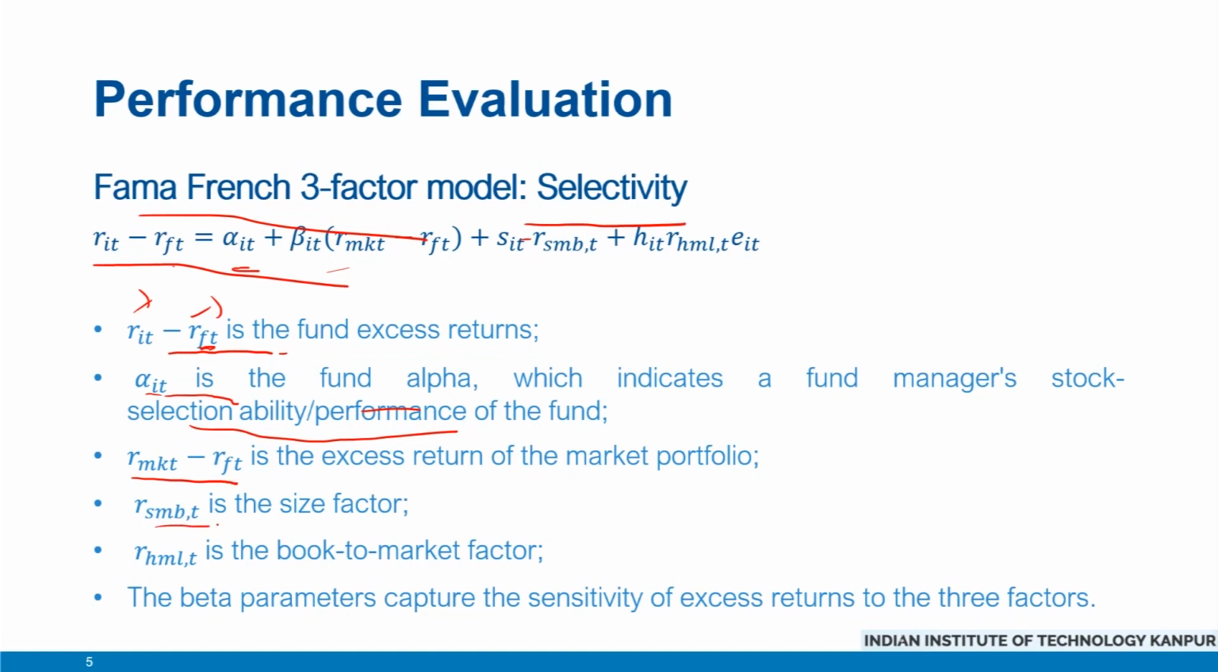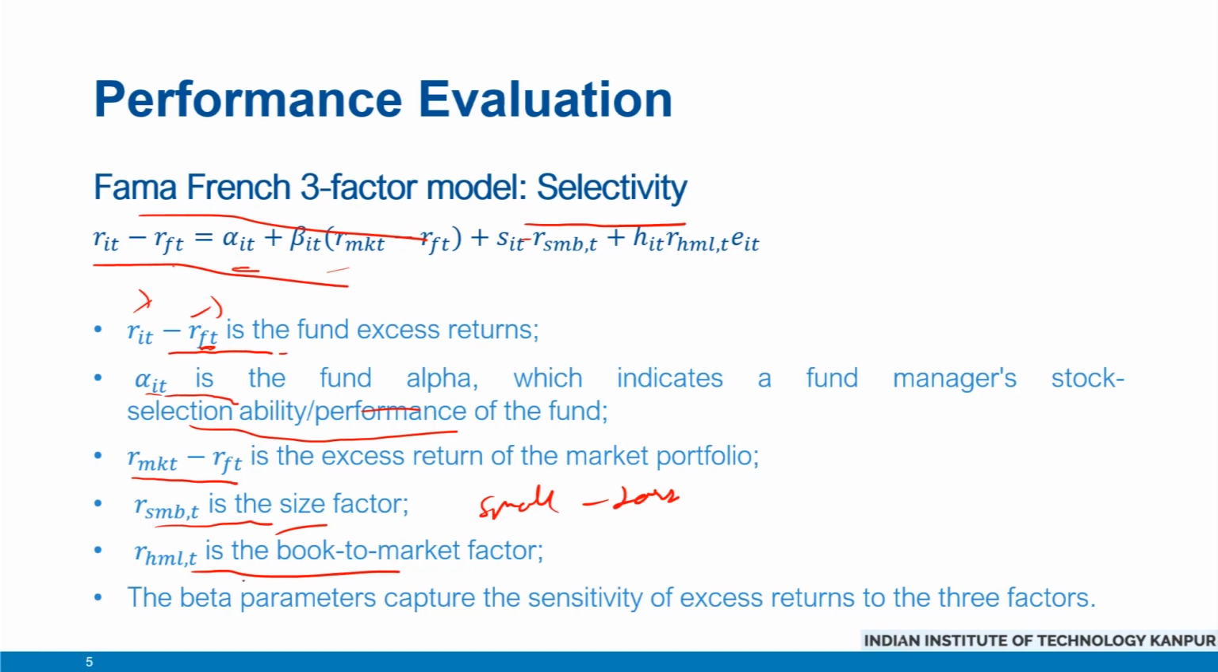Then you have RSMBT, which is the small minus big, which is the size factor. RSMBT is the difference between diversified portfolio returns for small and large cap firms, or the portfolio of large and small stocks. So it is the excess return from small minus large cap stocks. Next, you have RHMLT, which is the book to market factor, high minus low. It is the difference between high book to market and low book to market portfolios.